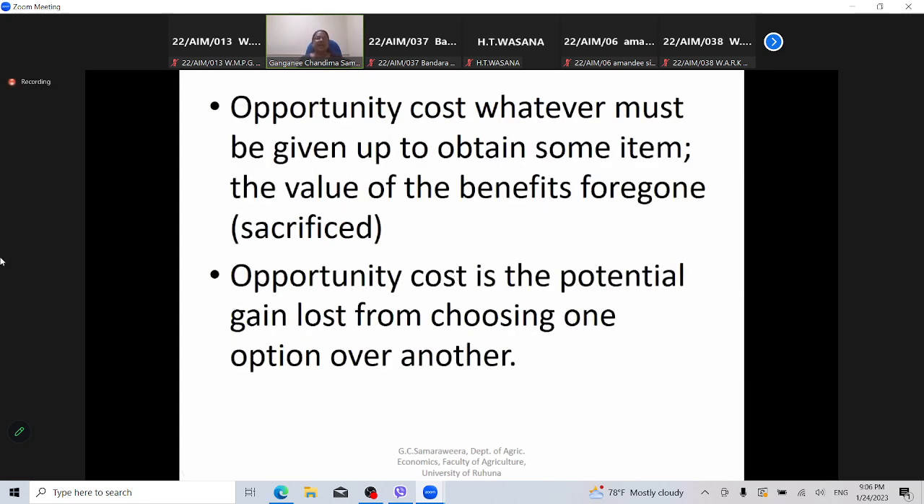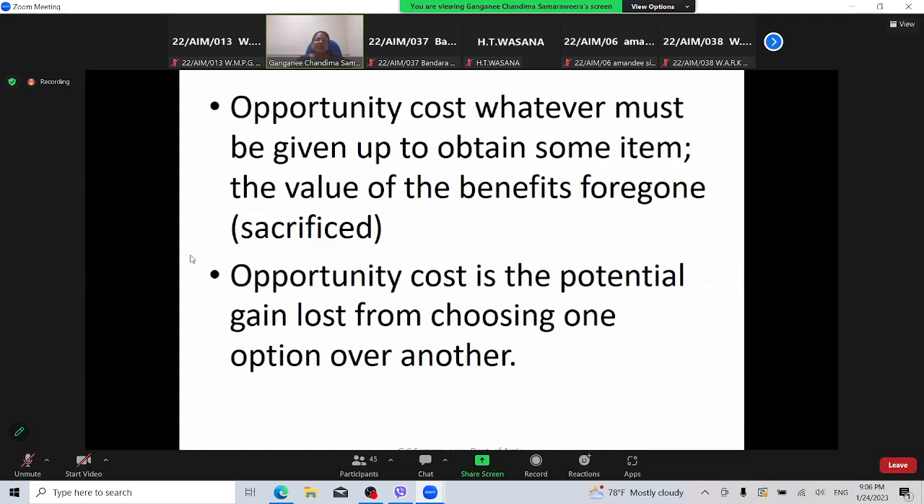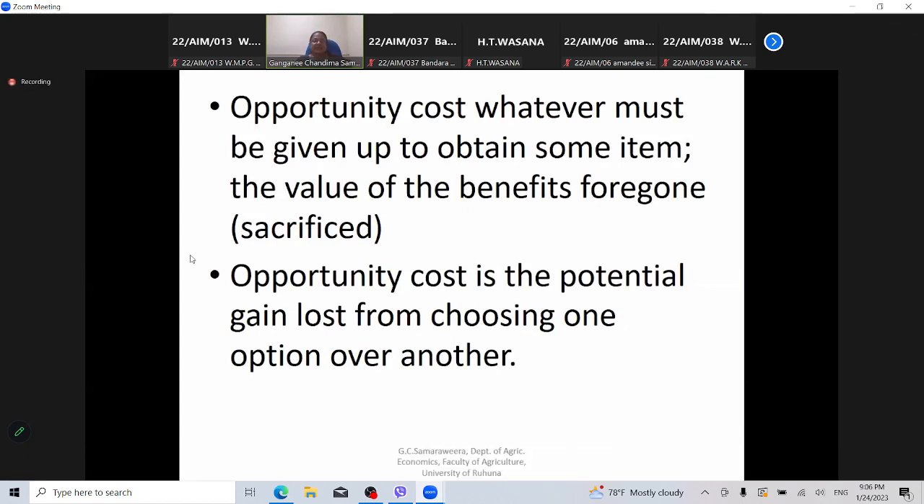Now we will move on, just to take a clear idea of opportunity cost. That means whatever must be given up to obtain some item, or the value of the benefits foregone. That means sacrifice. You sacrificed your job and you came here. So that's the opportunity cost. That is why we say opportunity cost is the potential gain lost from choosing one option over another. Hope you all got the point now.